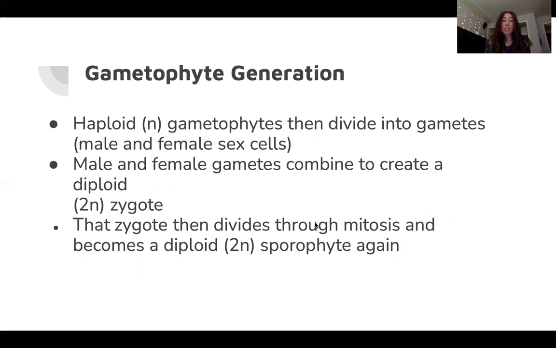Next is the gametophyte generation. From those haploid gametophytes, those divide into gametes, which are the female and male sex cells. And from there, the male and female gametes combine to create a diploid zygote. That is the process of fertilization. After that, that zygote then divides through mitosis and becomes diploid again, and it comes all the way back to the sporophyte. So as I said, this is a life cycle. It continues to keep going in the same circle, basically.